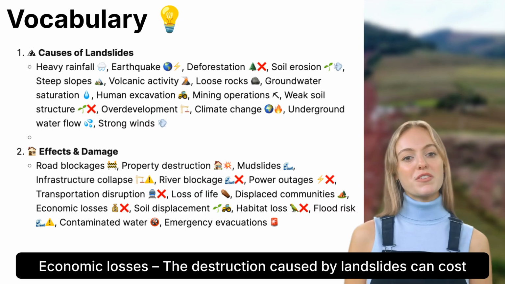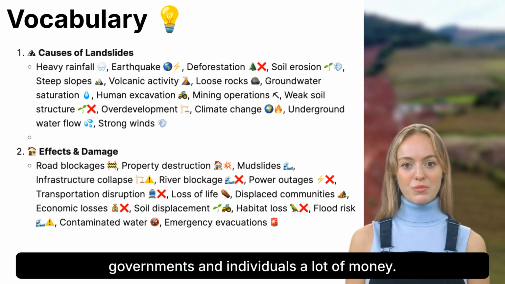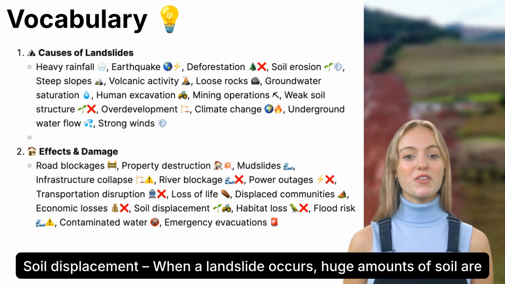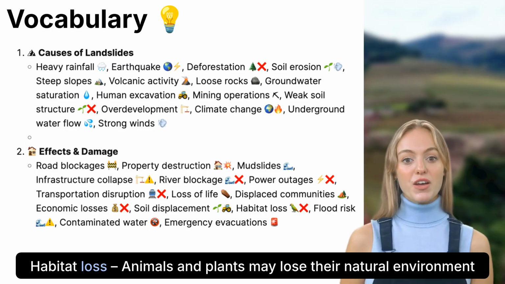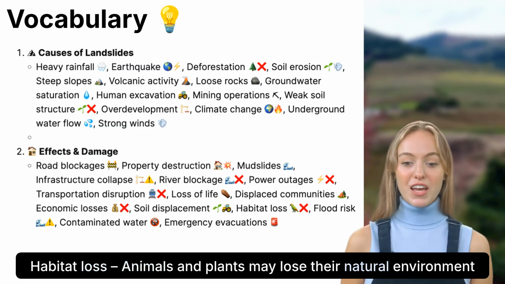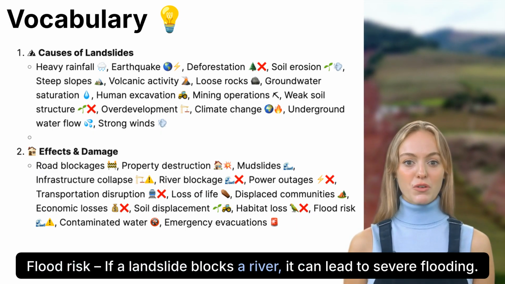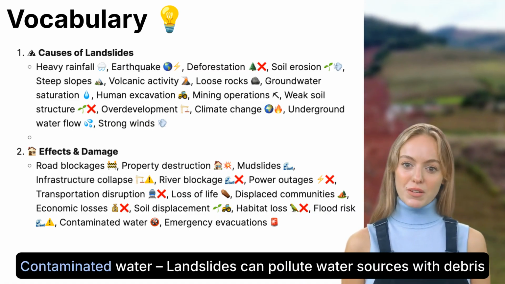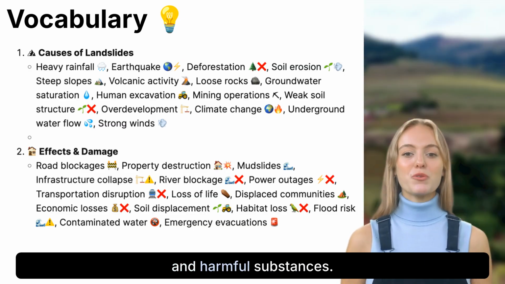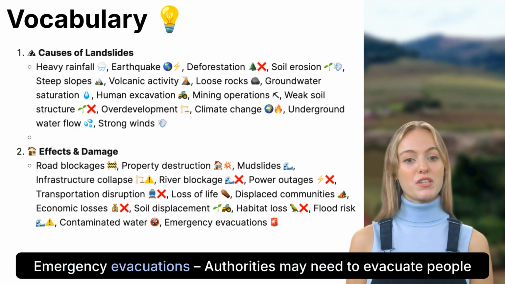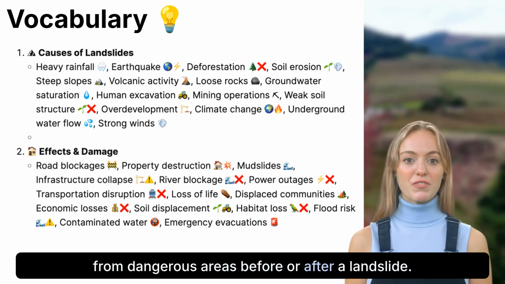Economic losses. The destruction caused by landslides can cost governments and individuals a lot of money. Soil displacement. When a landslide occurs, huge amounts of soil are moved, changing the landscape. Habitat loss. Animals and plants may lose their natural environment due to landslides. Flood risk. If a landslide blocks a river, it can lead to severe flooding. Contaminated water. Landslides can pollute water sources with debris and harmful substances. Emergency evacuations. Authorities may need to evacuate people from dangerous areas before or after a landslide.